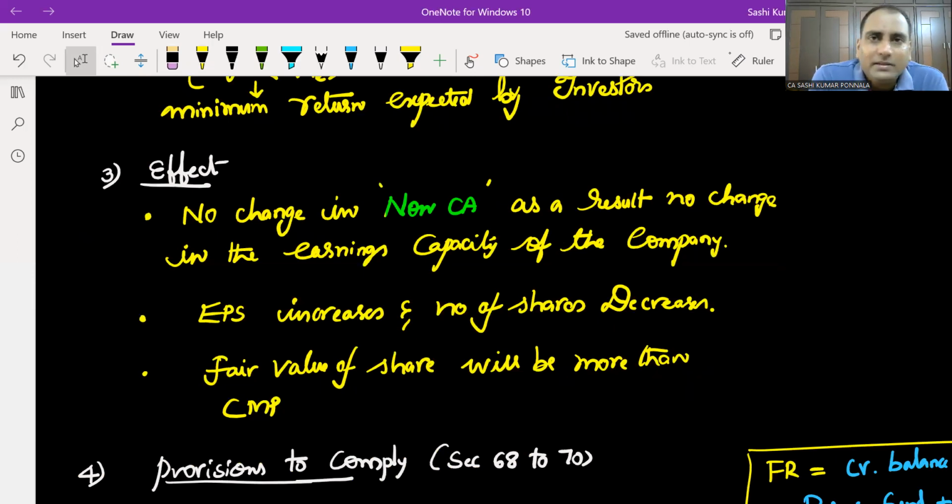So I want to revise these 3 points. When the promoters want to increase their stake, when the promoters feel that the share is currently undervalued in the market, they want to support the share price. They want to increase the share price in the external market. In these two circumstances, buyback is the route. And the third one, buyback is undertaken only when the company has large surplus cash in hand, for which there are no investment opportunities to get the minimum rate of return expected by the investors.